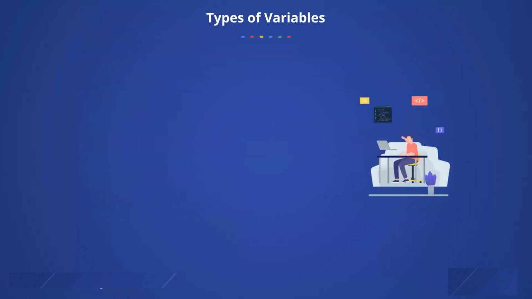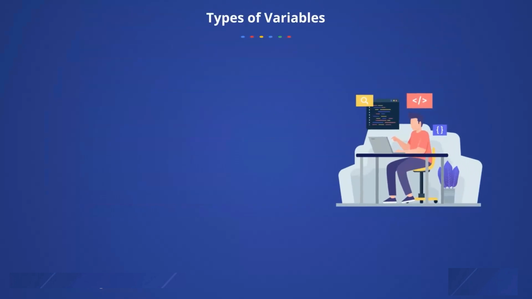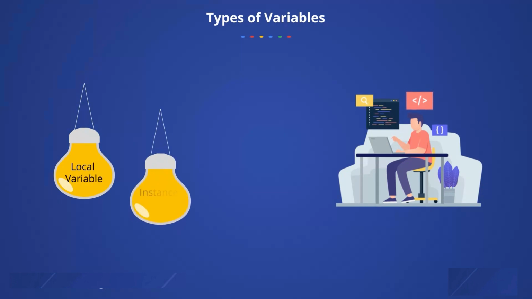Now, when you look at variables, there are different types that come in, and basically there are three types of variables you can identify. One is local variable, instance variable, and static variable. So what exactly are local, instance, and static variables? Let's see one by one.